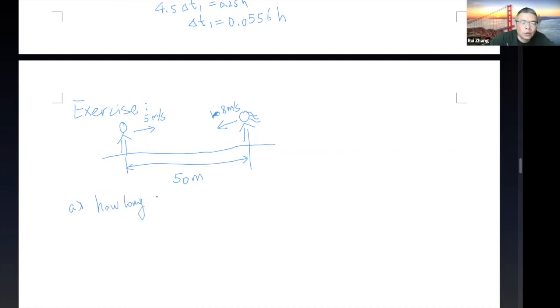How long for you to meet? And the next question is, what is the distance traveled by you and your friend? Distance traveled by each of you.